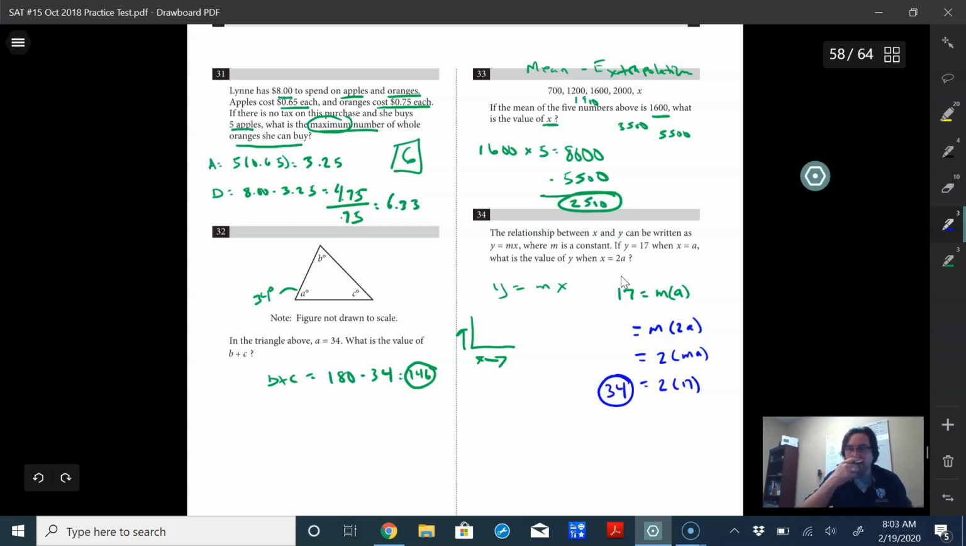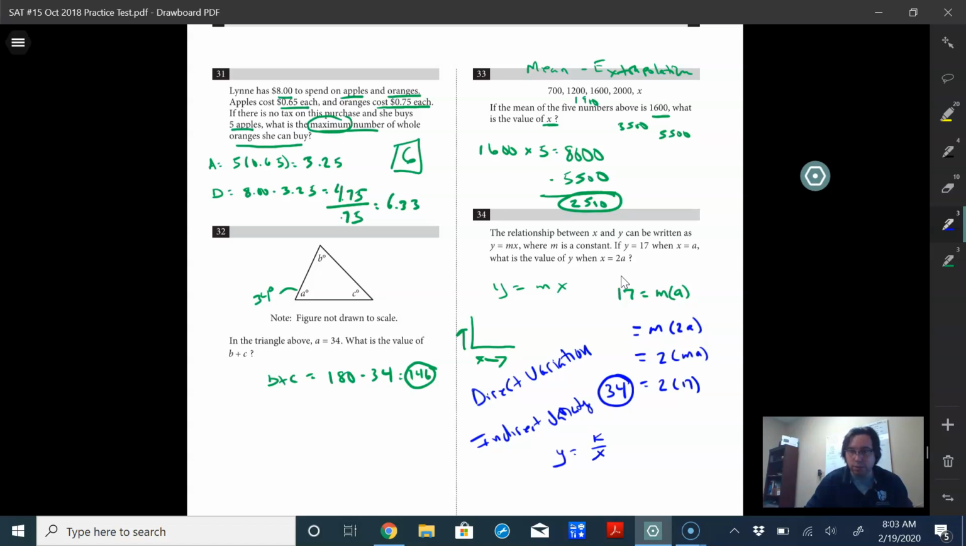And so again, what we call this is a direct variation problem. An indirect variation problem would basically mean there's a negative slope. They're inverses of each other. That would mean that you have y equals k over x. And so that means as x gets bigger, y would then get smaller.